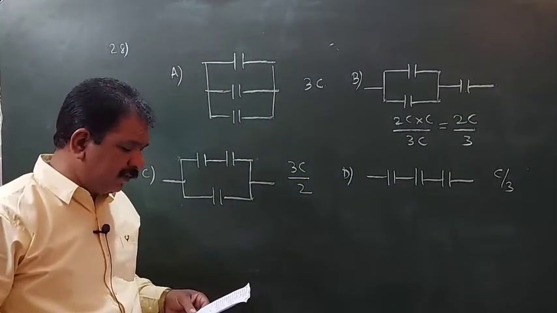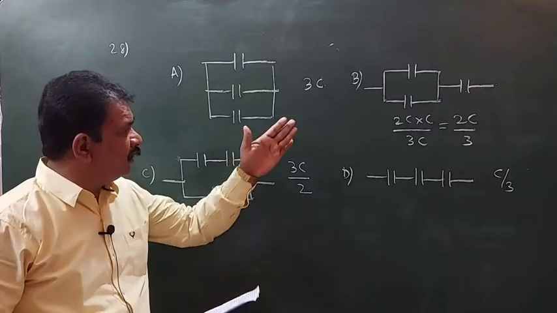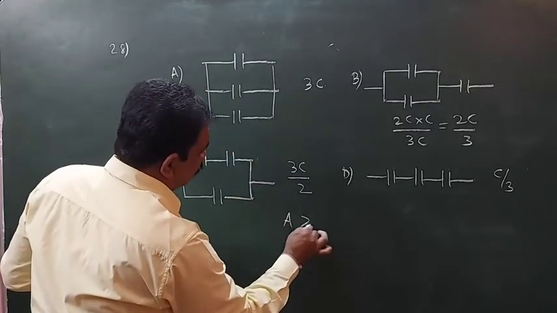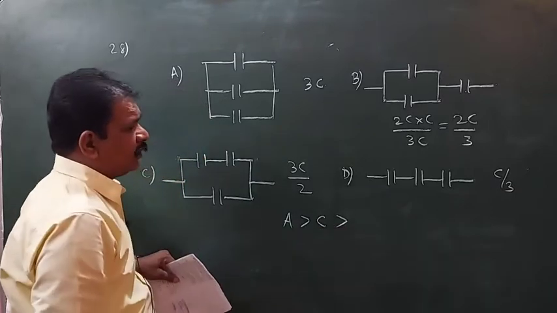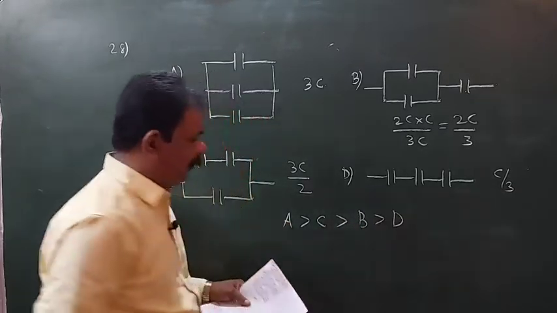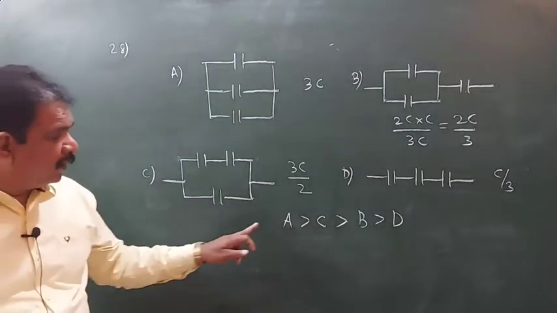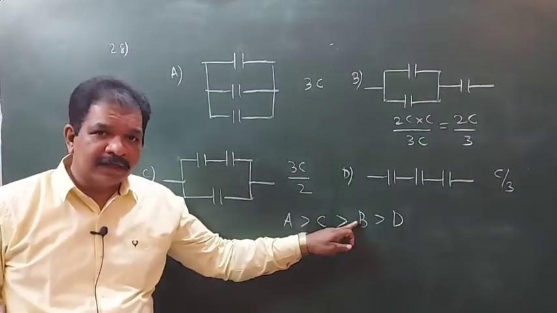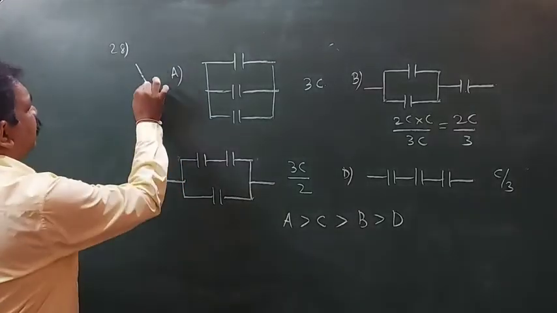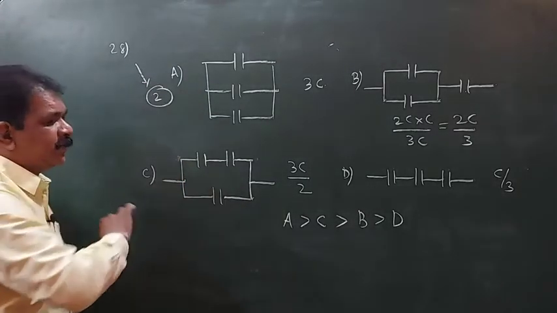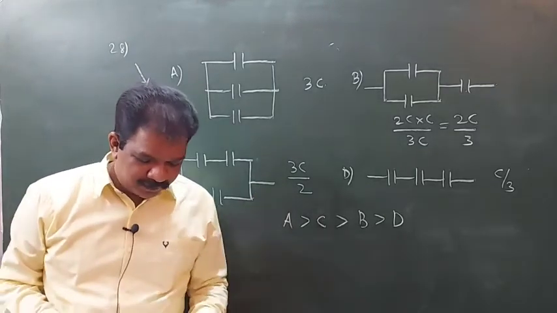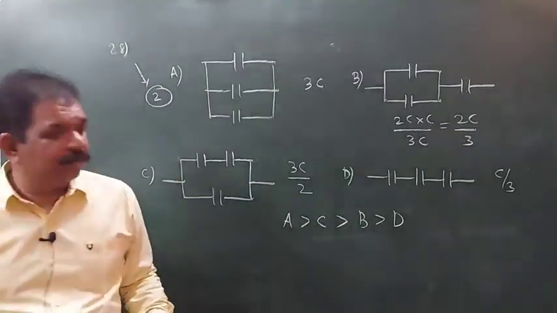Then arrange them, what is the relation between them: first A will come, later the greater will be C, later the greater will be B, later it will be D. So A greater than C, greater than B, greater than D. 28, it will be the second option. Understanding? Only simple problems. Do this one. Next, 29.